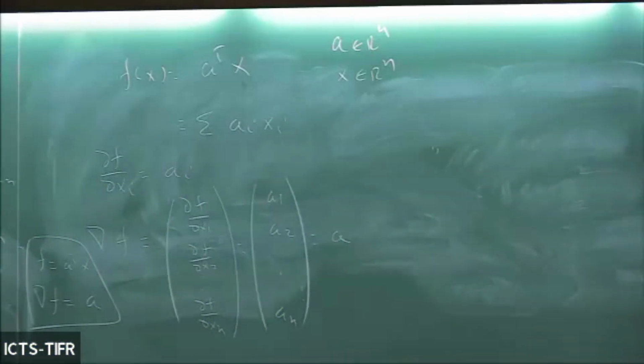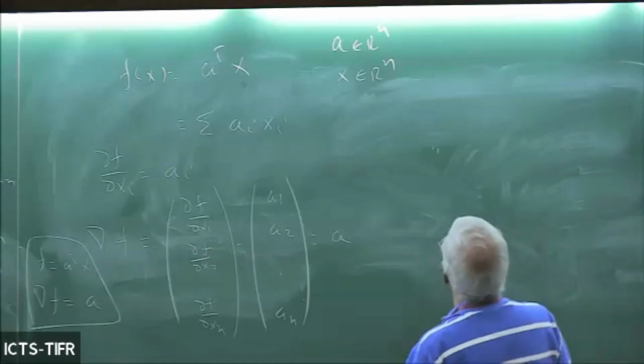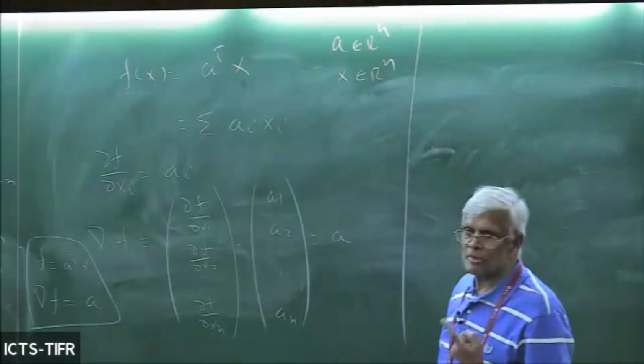In differential calculus, what is the first formula you do? The derivative of x squared is 2x. The derivative of x to the n is n times x to the n minus 1. Are you with me? So the first formula of multivariate calculus is this. How many of you are with me?